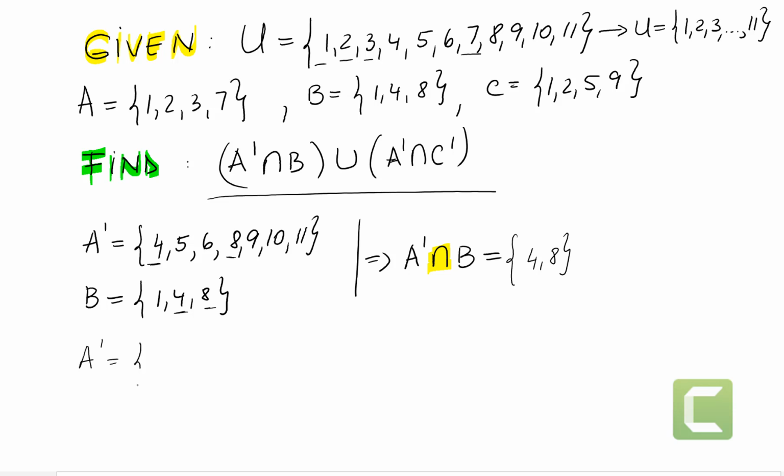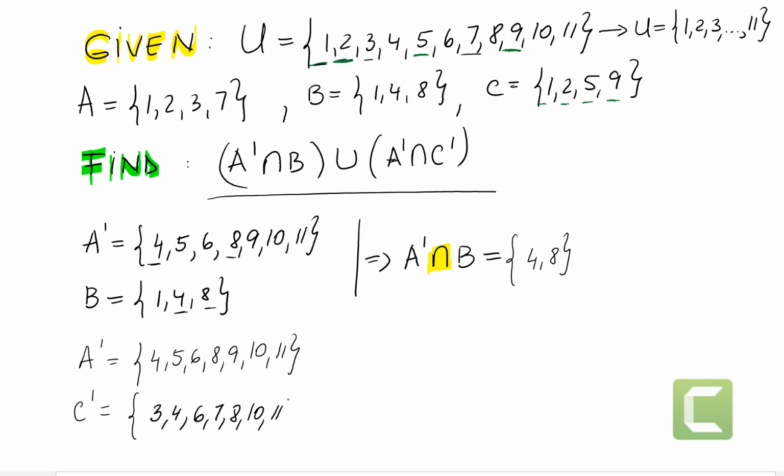Let's do the same thing with the other set. A prime we already found: it's 4, 5, 6, 8, 9, 10, and 11. And C prime is the complement of C. So I'm going to use a different color. I have 1, 2, 5, 9, so all the other ones that are not underlined with green are in the complement: 3, 4, 6, 7, 8, 10, and 11.